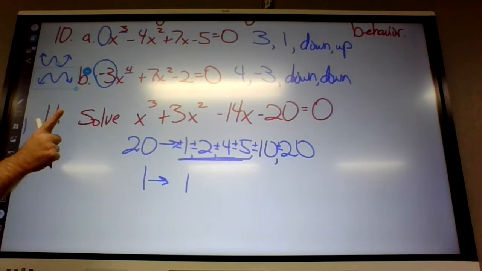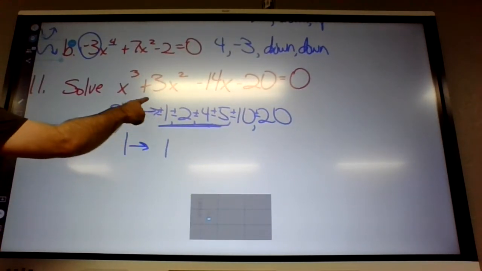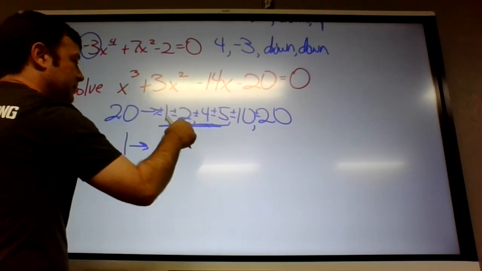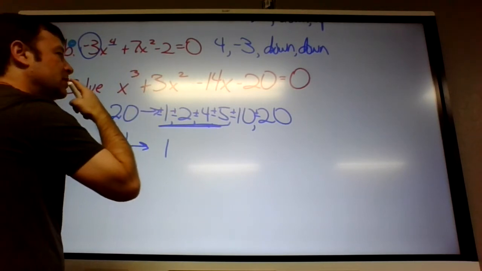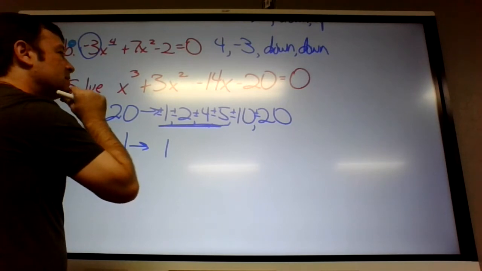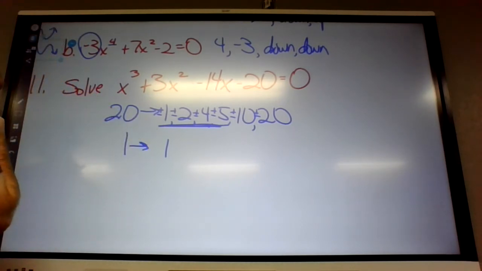And really, we only need to find one that works. So if we get lucky, it might be positive one. Does positive one work? One plus three is four. Nope. Does negative one work? Negative one plus three is two, plus 14 is 16. Nope. Does negative two work? Negative eight, plus 12 is four, plus 28. No.